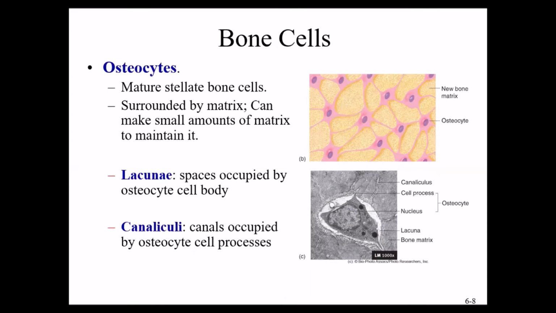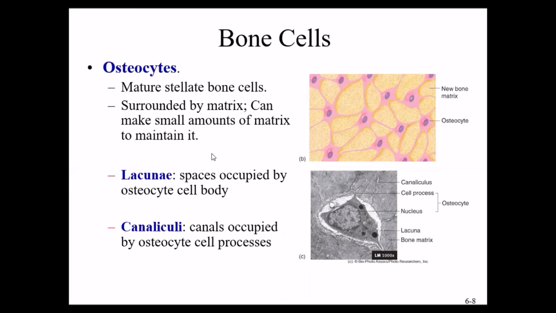Now, the function of your osteocyte is to maintain the structure of the bones, but also to help to maintain the matrix. It does produce a little bit of that matrix to help repair and maintain it, but really making the matrix is the function of your osteoblast.